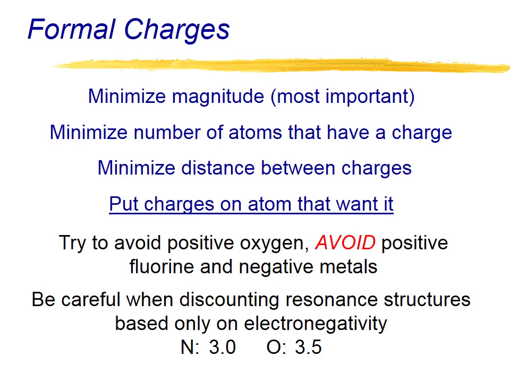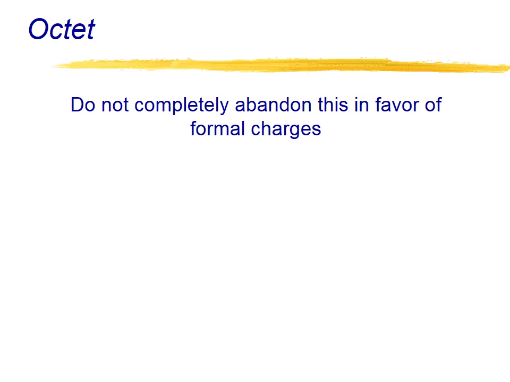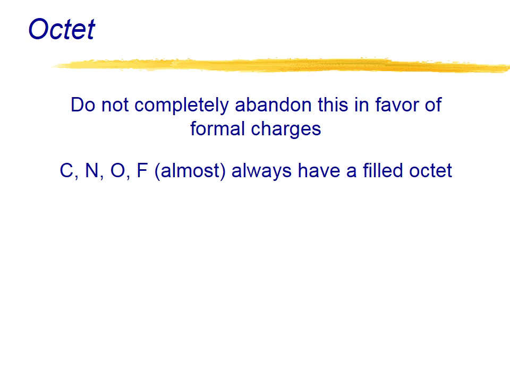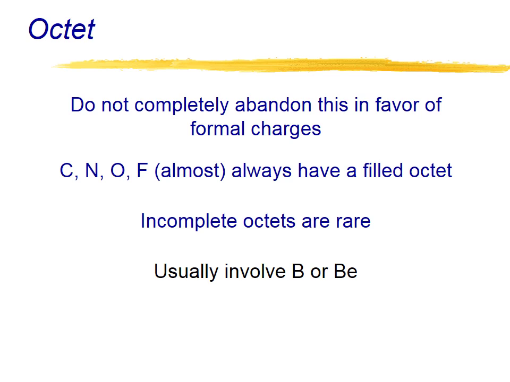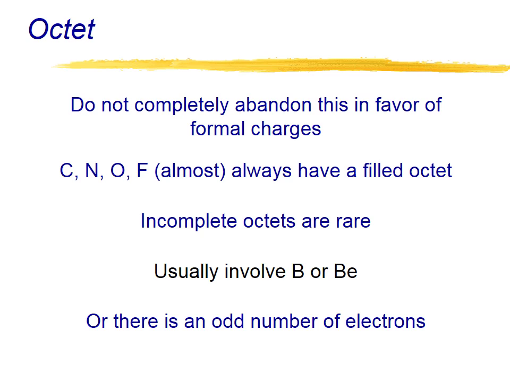All right. And finally, a few words about octets. Again, don't forget about this when you're dealing with formal charges. Most structures involving carbon, nitrogen, oxygen, and fluorine almost always end up with a filled octet. So keep that in mind. Underfilling octets is actually fairly rare, and it's usually involving boron or beryllium. And again, the other usual place that you run out of options for a filled octet is if you don't have an even number of electrons.